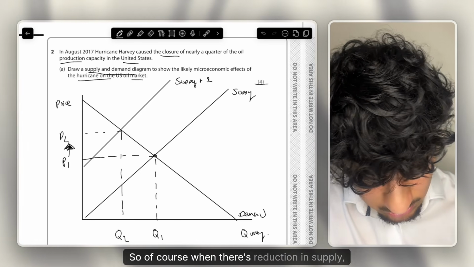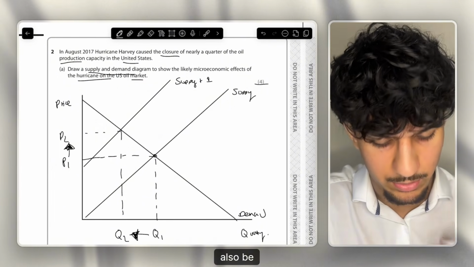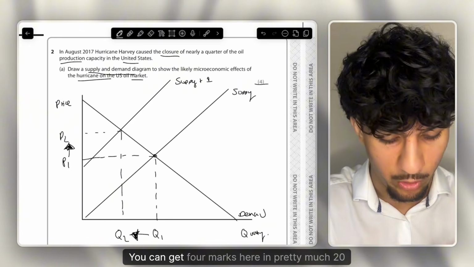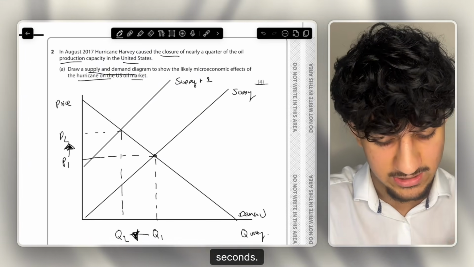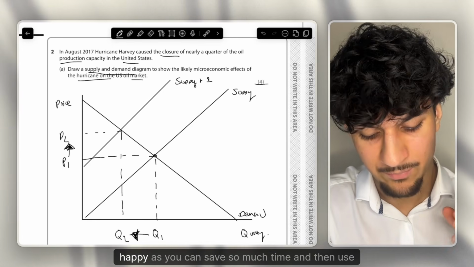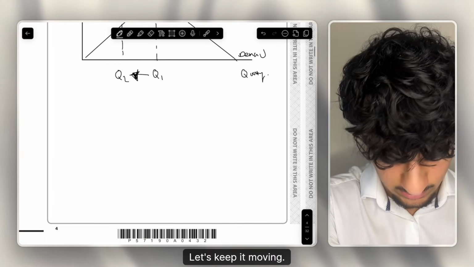So of course, when there's reduction in supply, it means quantity will decrease and price will also increase from P1 to P2. That is literally as that. You can get 4 marks here in pretty much 20 seconds. This is why these questions are so good, and if you get a diagram question, you should be quite happy that you can save so much time and then use that later on in the paper. Now let's keep it moving.